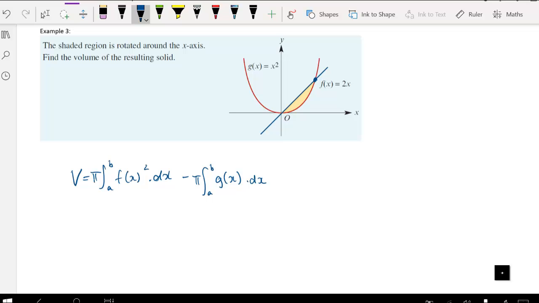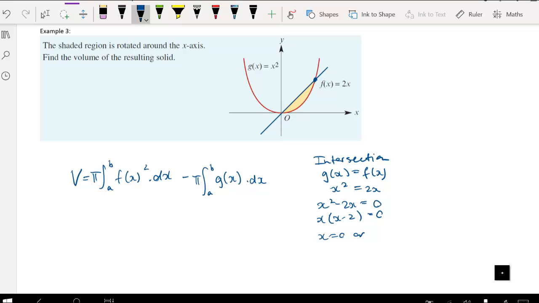Okay, so we need to find that intersection point. So to find the intersection, we can say that g of x is equal to f of x. So we have x squared is equal to 2x, and therefore x squared take 2x is equal to 0. So x times x take 2 is equal to 0, and we have our intersection points, which is x equals 0 or x equals 2. So now we can put this together and we can say this is pi.